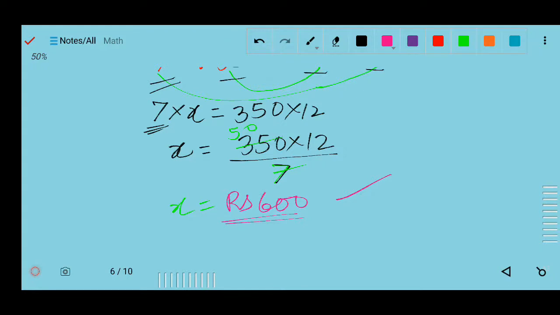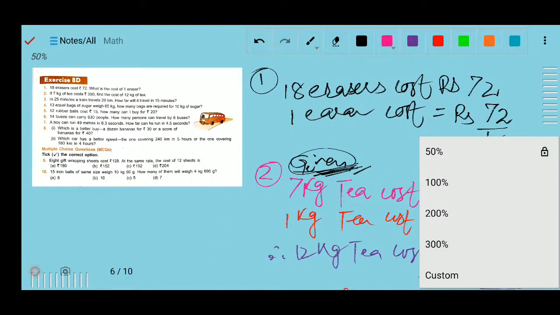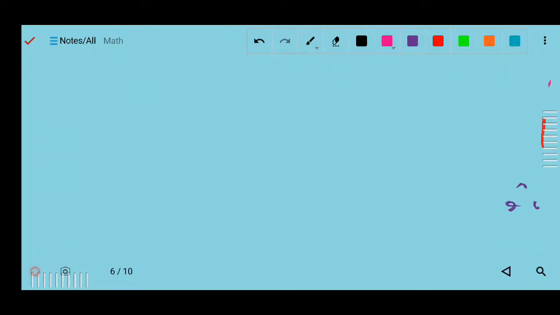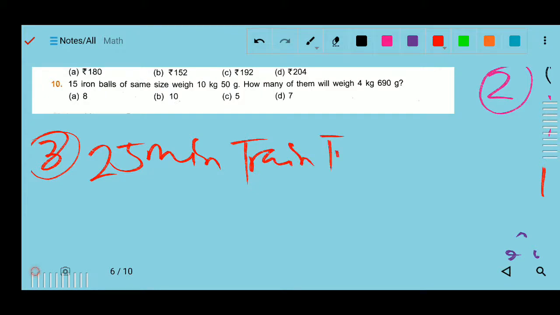Number 3 is that in 25 minutes a train travels 20 km. How far will it travel in 15 minutes? Okay, very easy, you can do. Number 3, you have to write the sentence only. In 25 minutes train travels 20 km.